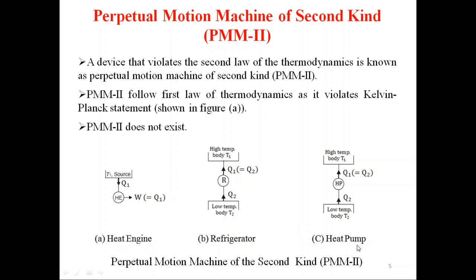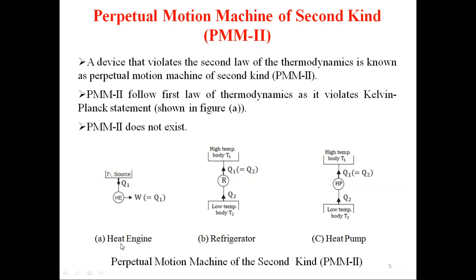Third is heat pump. Again we are extracting Q2 amount of heat from a low temperature body at T2, and because of this heat pump we are supplying Q1 amount of heat, equal to Q2, to the high temperature body at T1. Again we are not supplying any input, but we are transferring heat from a low temperature body to a high temperature body. So this is not practically possible. Again, such a heat pump violates the Clausius statement, and such heat pumps are not possible.